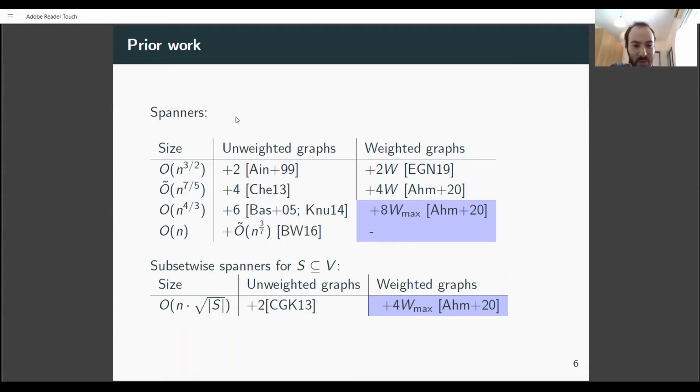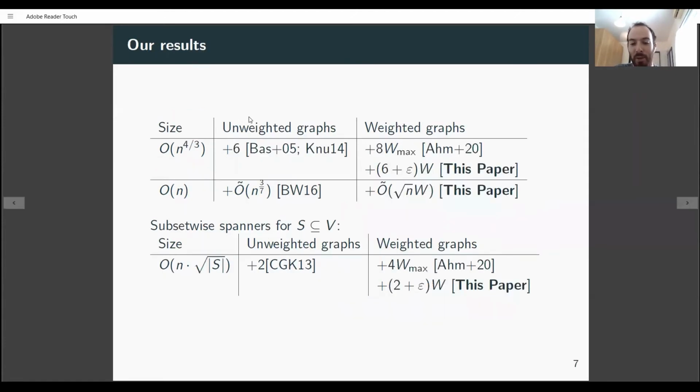For linear size spanners of size order of n, there was no construction before our paper available for weighted graphs. And for the subset-wise spanners, for the same size, the +2 spanner for unweighted graphs is also an unmatched weighted spanner with beta equals to 4W max, which is again using W max instead of W, and is +4 instead of +2. We now look at our results.